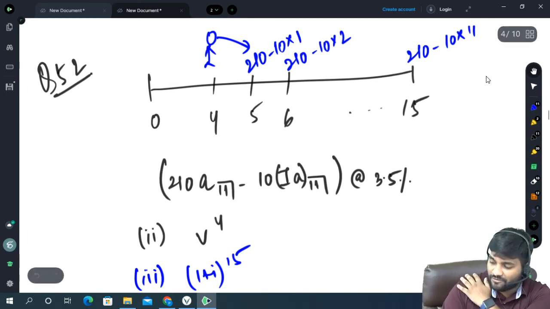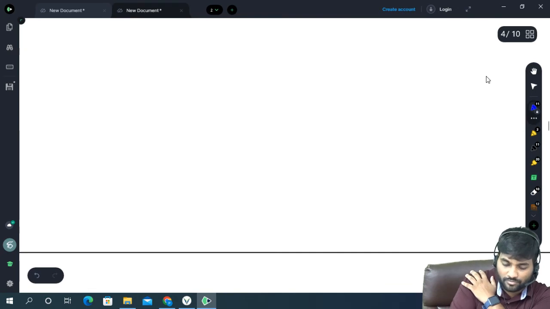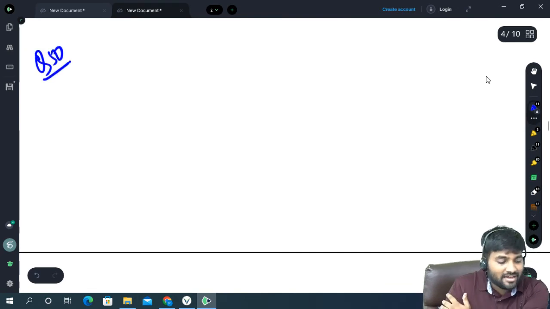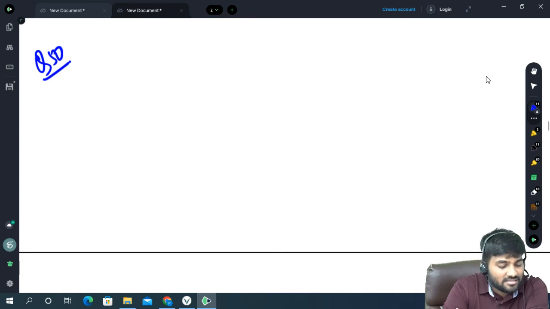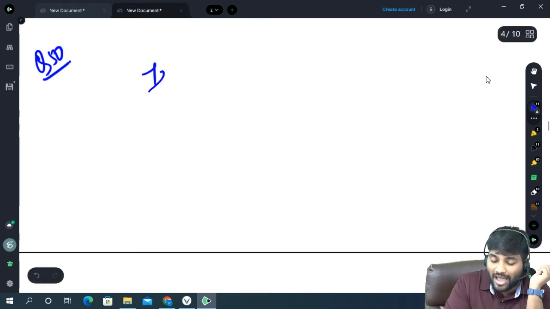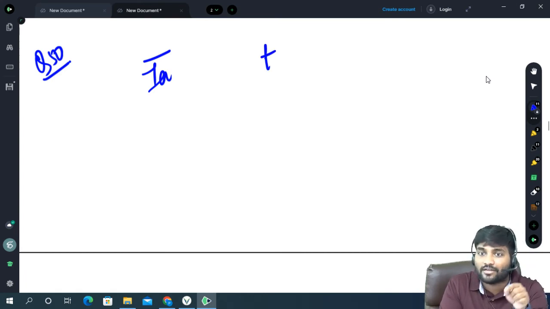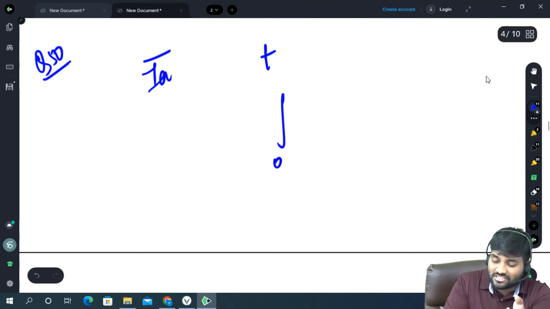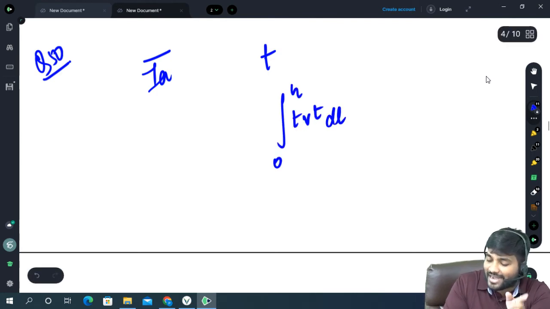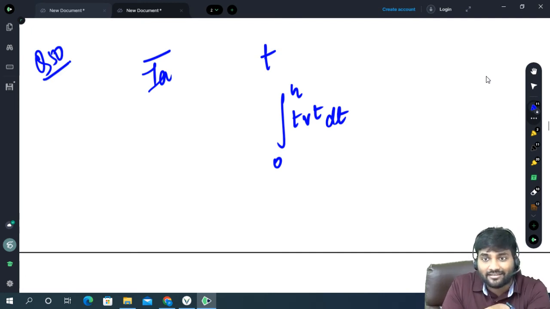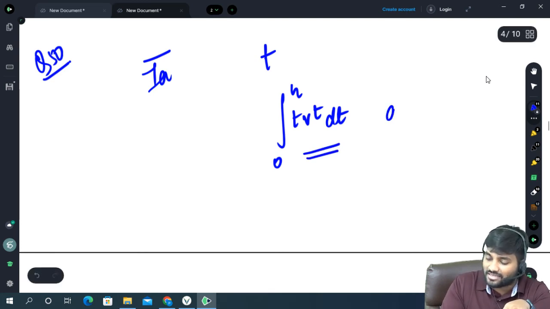Next, question number 50. A man agrees to make investments continuously for the next 10 years. Payment is continuous. He decides that he can afford to invest 20 t. What I said when I used the term I A whole bar was t: that at time t, the person is going to make a payment of t. And that is how we came with the integration 0 to n t v to the power t dt. Correct? So now they are saying 20 t. So 20 is a constant, which can come outside the integration, and we have already solved this. The answer is what? A bar n minus n v to the power n by delta.